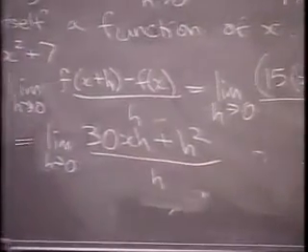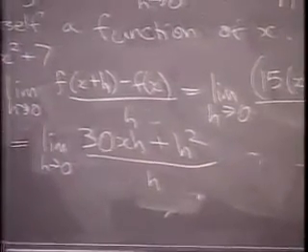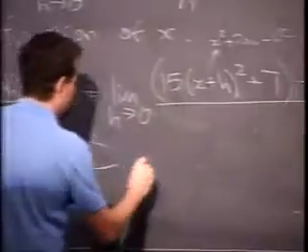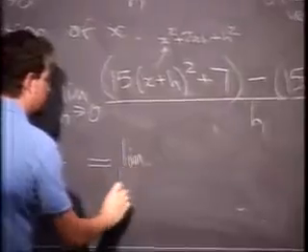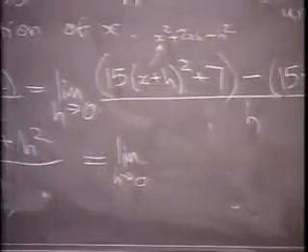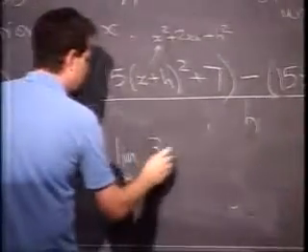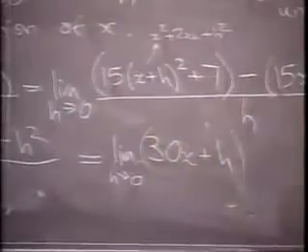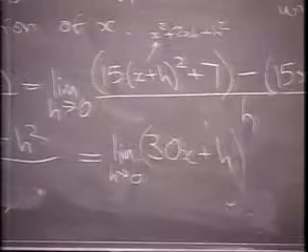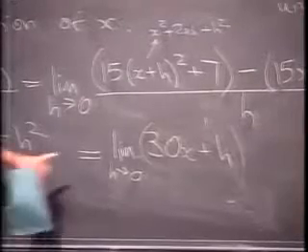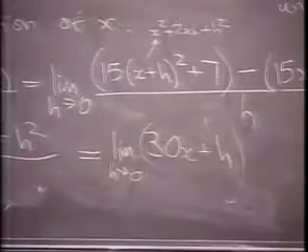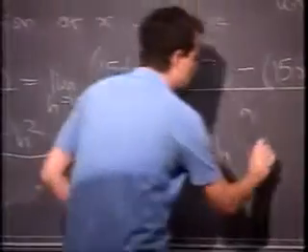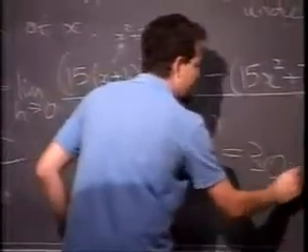Now, the beautiful thing is that although it's 0 over 0, you can divide by h. Remember, h is not actually 0, it's only going to 0. So you can divide top and bottom by h, and you get 30x plus 15h. Now remember, it's the limit as h goes to 0, not as x goes to 0. So this first term is impervious to h, it just stays as 30x, but the second term goes to 0. So in the limit, this is 30x.